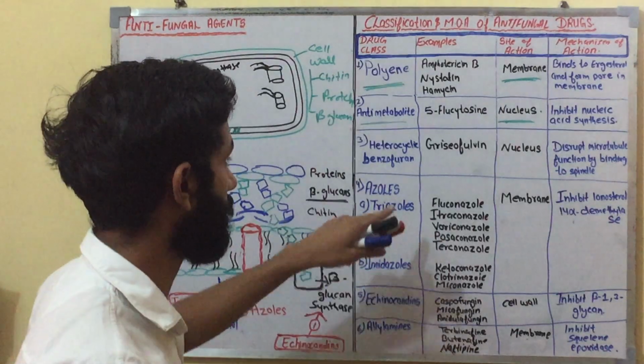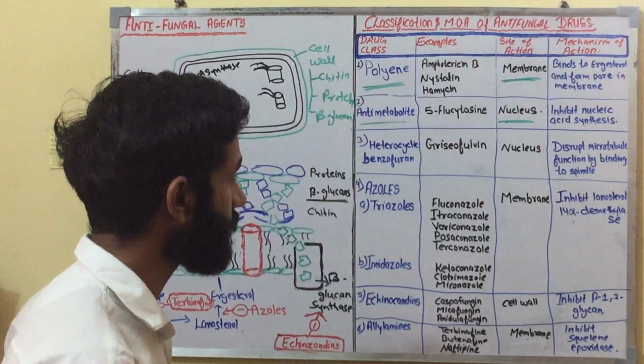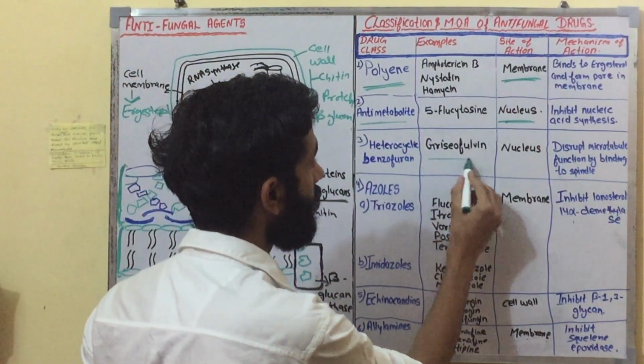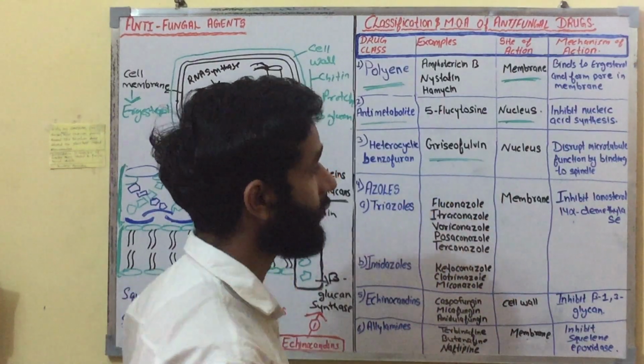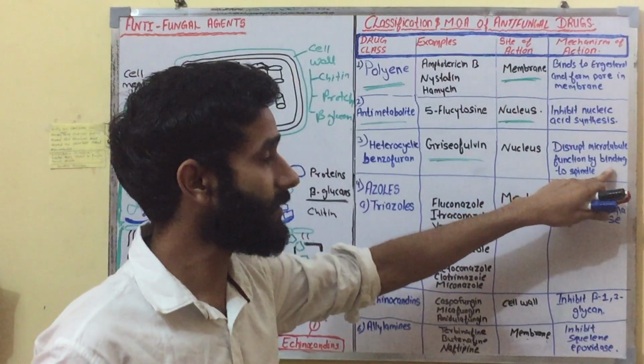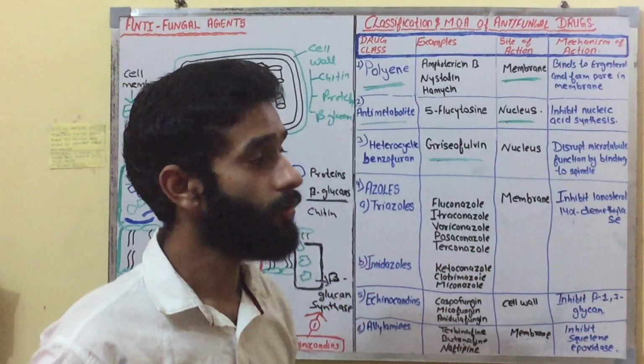And come to the next class of drug, heterocyclic benzofuran. An example of the heterocyclic benzofuran is griseofulvin. This drug's site of action is the nucleus, and the mechanism of action of that drug is to disrupt microtubule function by binding to spindles.